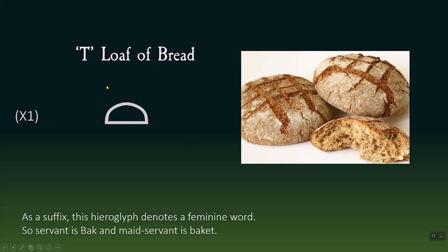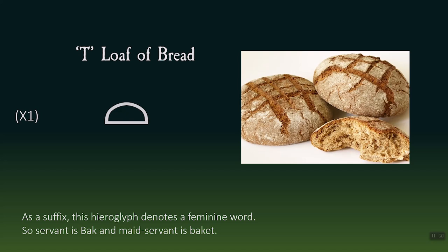Then we have the infamous loaf T. I say infamous because you see this one a lot. It's a very common hieroglyph, and the T here is to feminize. So if you see a word with a T on the end of it, then it has feminized the word. As in the case of ak and aket, aket is the feminized form of ak, something we talked about at length in this Lecture 6 series.